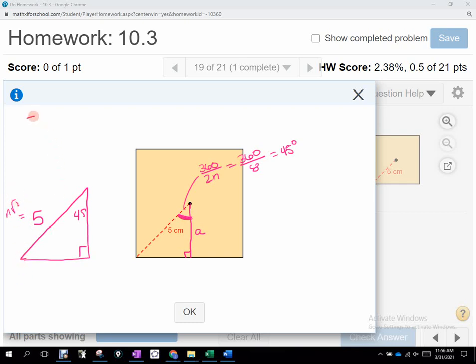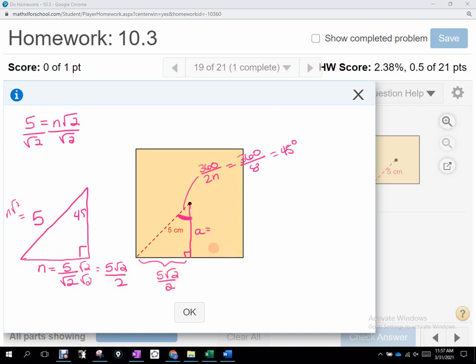So 5 equals n radical 2. Should I divide by radical 2 to get n? Okay, so this side here is 5 over radical 2. Okay, now if you want to rationalize that, go ahead and do that. You get 5 radical 2 over 2. That is what this side right there is. Everybody okay with that? 5 radical 2 over 2.